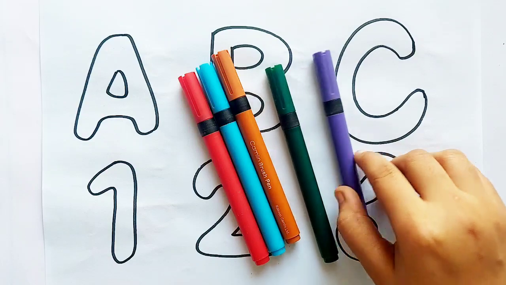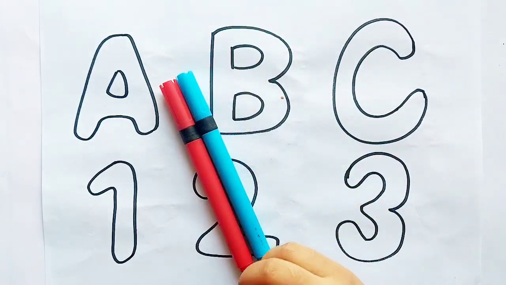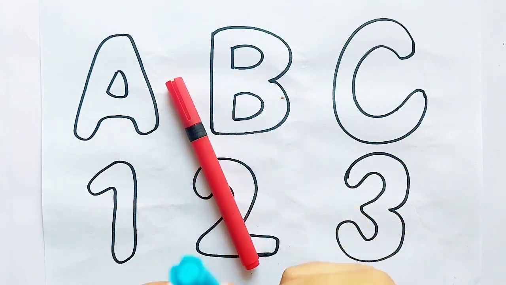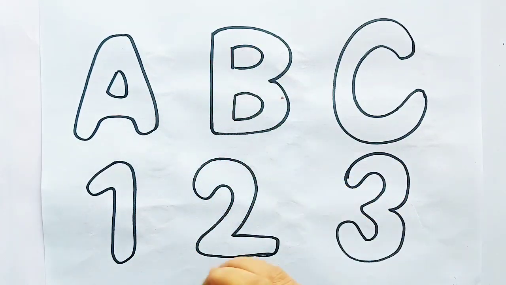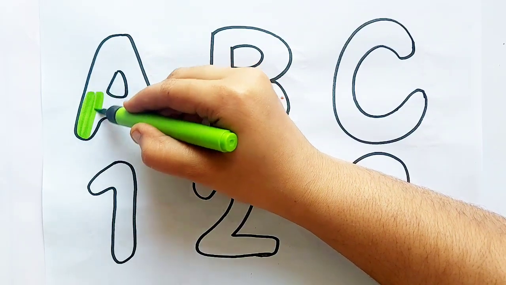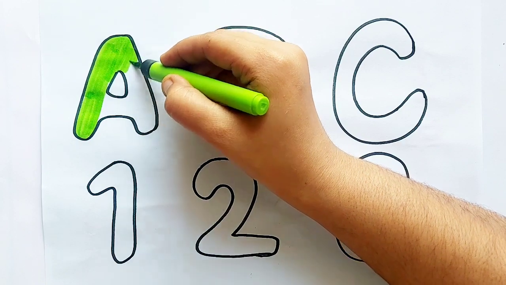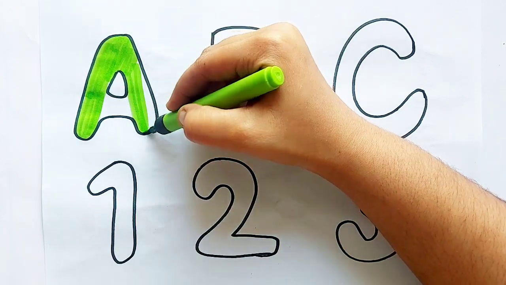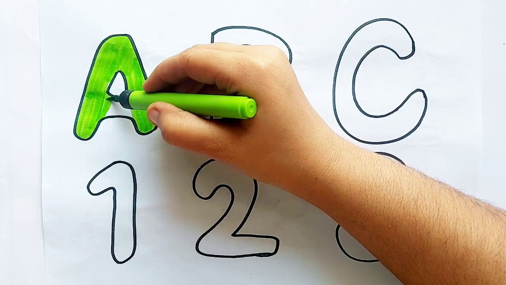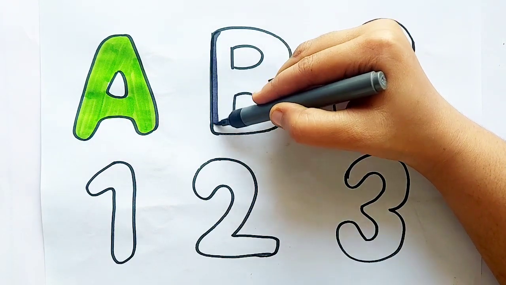Yellow color, purple color, green color, brown color, sky blue color, red color, light green color. A. A for apple. Gray color.